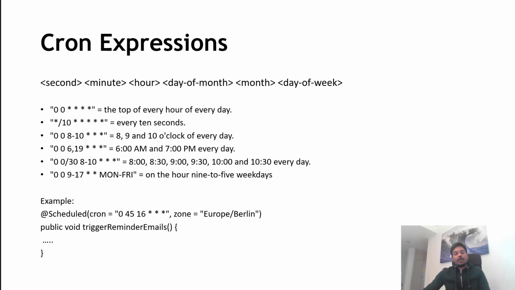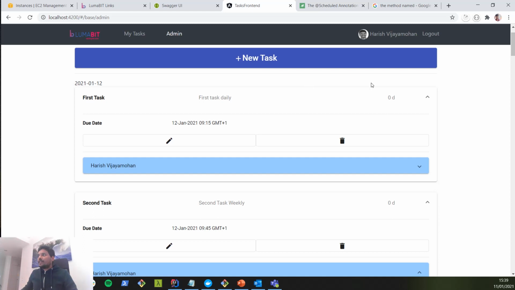So now let's see how to use this scheduled annotation and cron expressions in our example application. So this is our example application where an admin can create a task and assign it to a particular user. For example, there is a task named first task which is due by 12th of January, and this task is assigned to Harish Vijaymohan. As per recording date, today is 11th of January, so 12th of January is actually tomorrow. Let's say we would like to send a reminder email to Harish saying that he needs to complete this task by 12th of January.